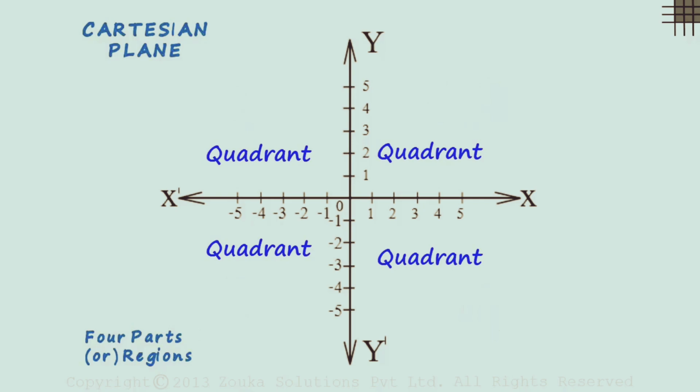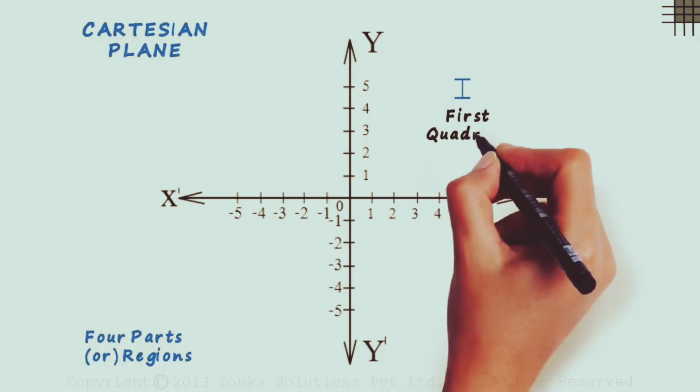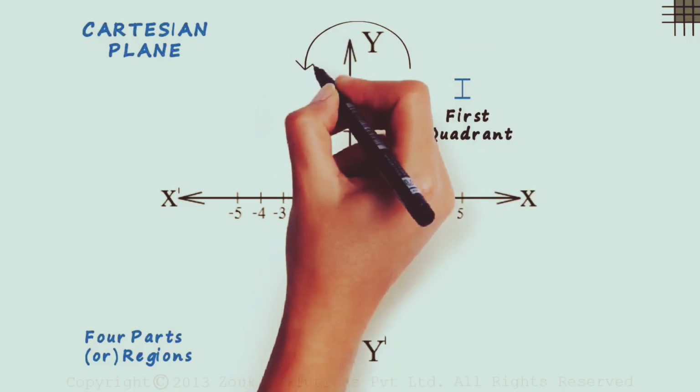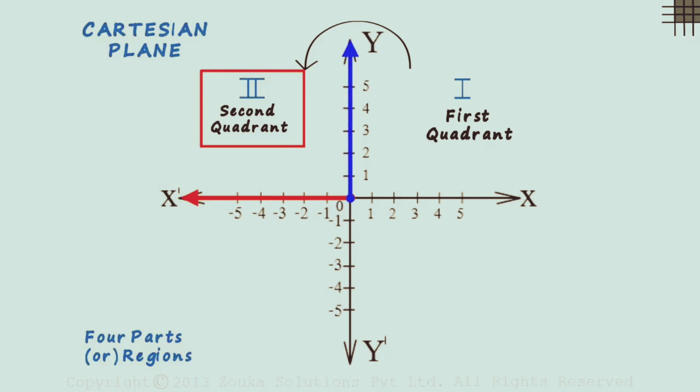The quadrants are named in a particular order which we have to strictly follow. This region is the first quadrant. In the first quadrant, as we can see, the x as well as the y coordinates are positive. Moving in the anti-clockwise direction, we name this quadrant the second quadrant. In this quadrant, the x coordinates are negative while the y coordinates are positive. So remember, for the first 2 quadrants, the y coordinates are positive.